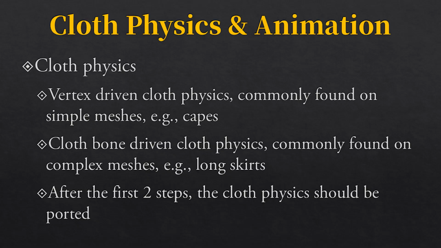Vertex-driven cloth physics are commonly found on simple meshes such as capes. Cloth bone-driven cloth physics are commonly found on complex meshes such as long skirts. One of this would be the Heretic Sorcerer set in Night Rain, which is a set that we could leverage for long skirts and china dresses. Once we have completed step 1 and 2 from the workflow, we should be able to port the cloth physics.